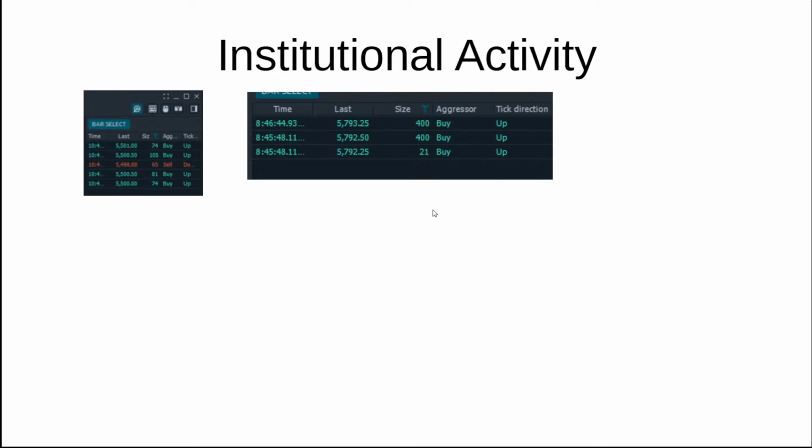To me, that sounds like a limit sell order. Most people are not buying when price moves up, but sometimes they are. And then right before that, we have another large order for 400 contracts at 57.92 and 50 cents. Same thing, buying as price is going up, right?